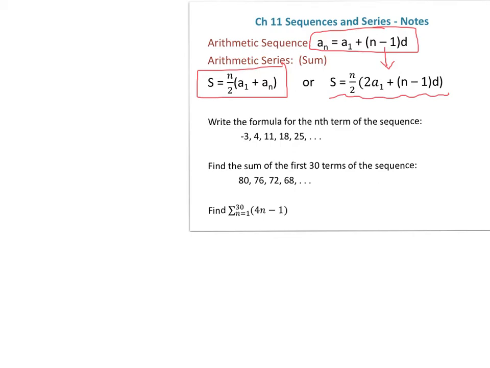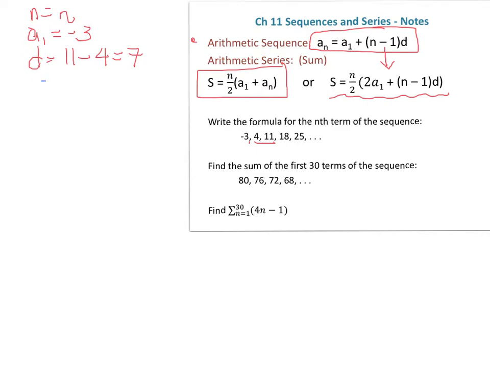All right, so if you had to write the formula for the nth term of the sequence, you're going to use this first formula, and you're going to keep n as n. A sub 1 is going to be -3. You're going to find your common difference d by taking one of the terms and subtracting the previous term. So we see that the common difference is 7, so 11 minus 4. And then we put it into a formula.